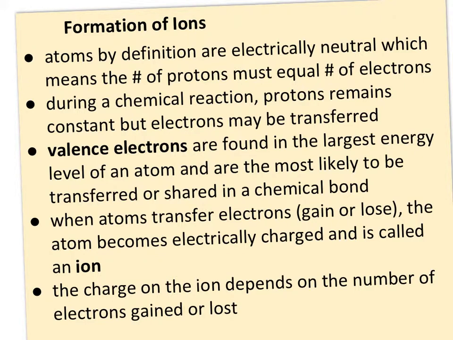Again, when atoms gain or lose electrons, the atom becomes electrically charged, and then we call it an ion. And the charge is going to depend upon the number of electrons gained or lost. Thanks to Ben Franklin choosing the symbols, we go with positive being when you lose electrons and negative being when you gain electrons.